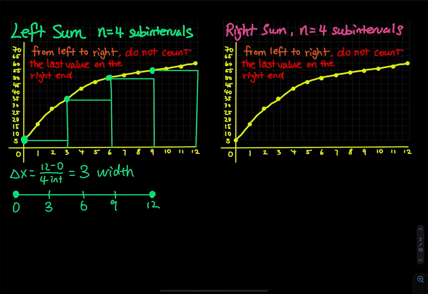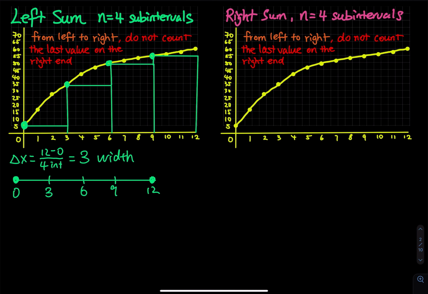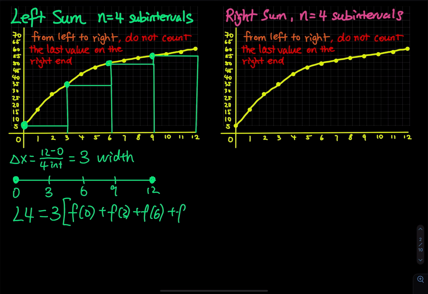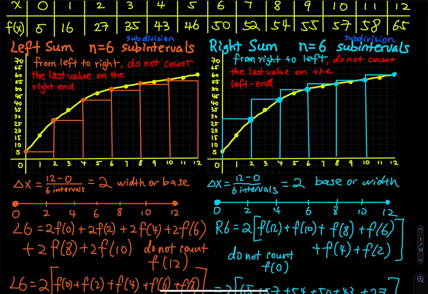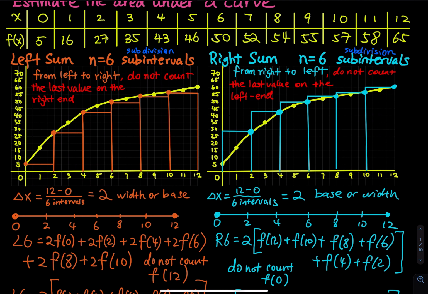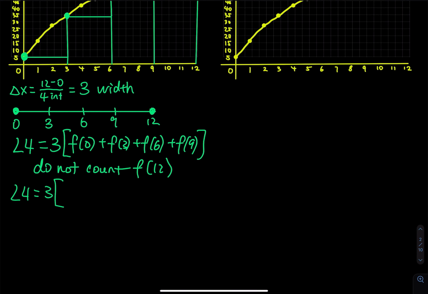So for each of these rectangles, we have to calculate the area. So what is the area? The area, so this is L4, right? So that is delta x times f of 0 plus f of 3 plus f of 6 plus f of 9. We do not count f of 12. Okay, now L4. So 3, for the table values, you have to grab them all the way from the beginning. Do you see the table values up there? Write this down or take a screenshot of that. I will just give you those values.